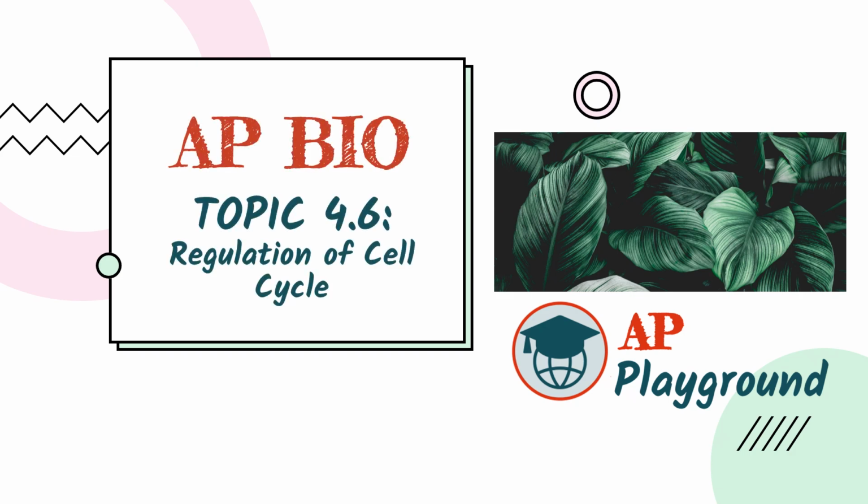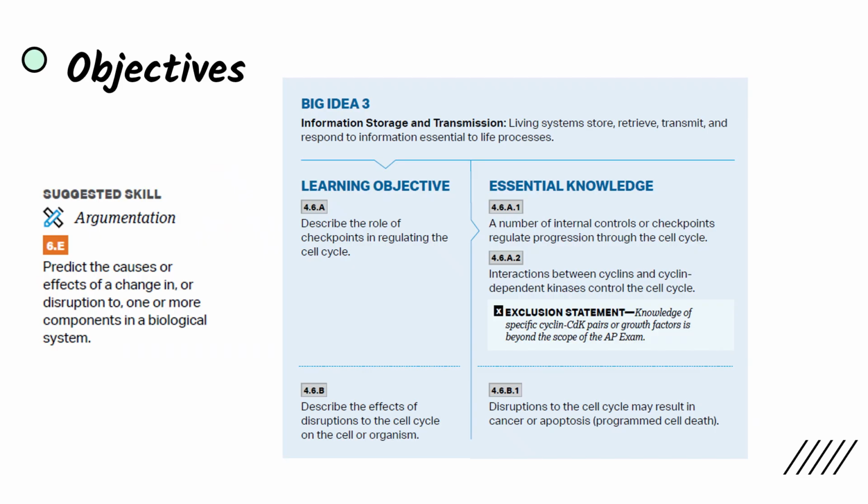Today we're covering topic 4.6, Regulation of Cell Cycle. Today we're going to talk about the role of checkpoints in regulating the cell cycle. In 4.6 we discussed the cell cycle. Now we're going to talk about how it is actually controlled, as well as what happens if the regulation of the cell cycle is disrupted, which can result in cancer or apoptosis.